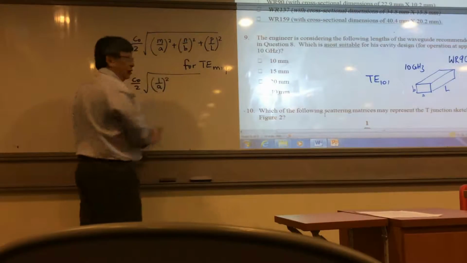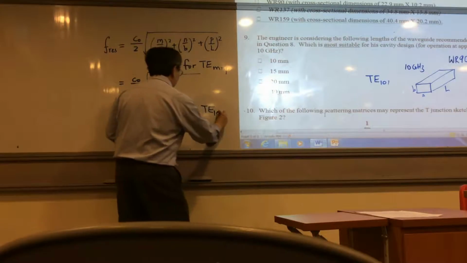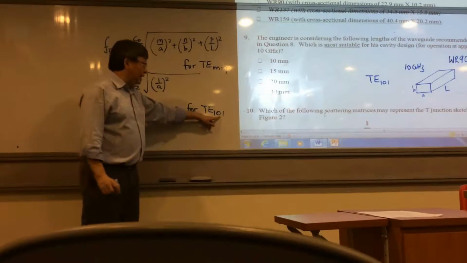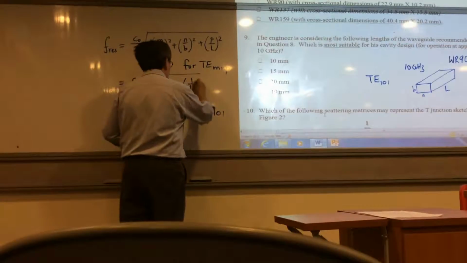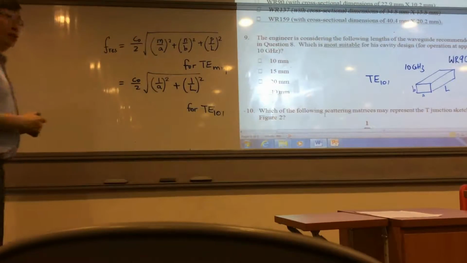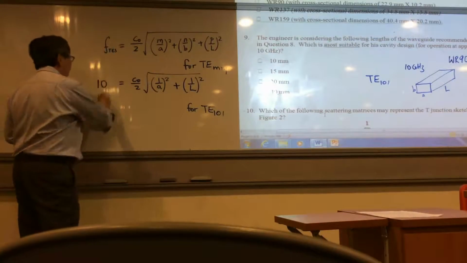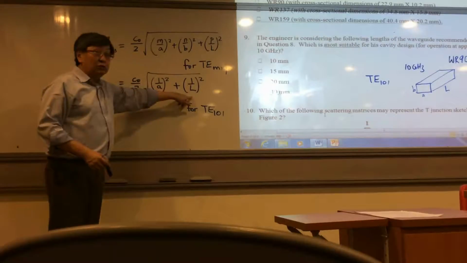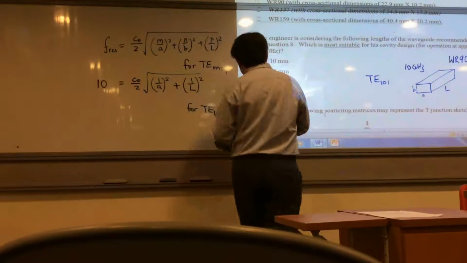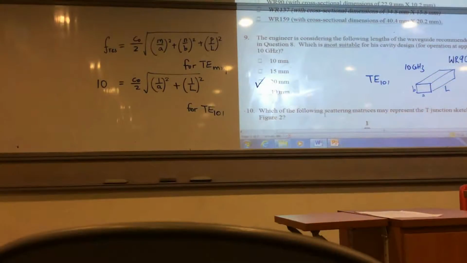This one is 0. Your M is 1, your N is 0, and your P is 1. So this is the formula that we have to use. You substitute 10 gigahertz into here. A is known, it's given in the previous question. L is now the one that you have to obtain. And when you calculate it, it comes out to be 20 millimeters. So question 9 is C.